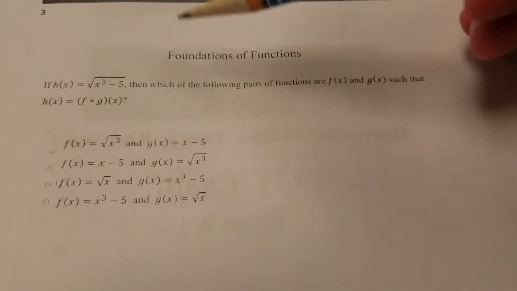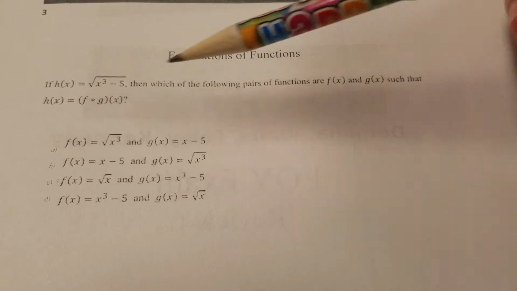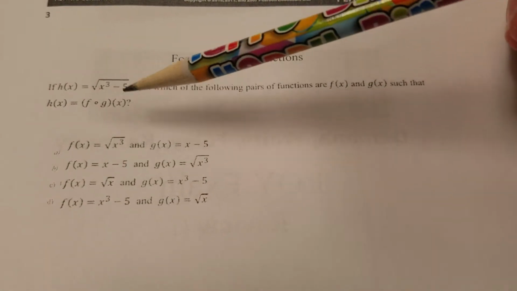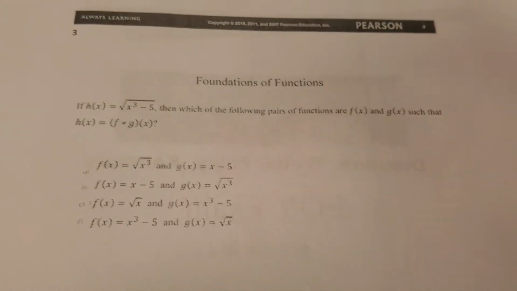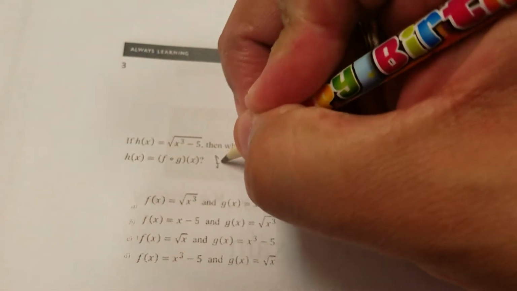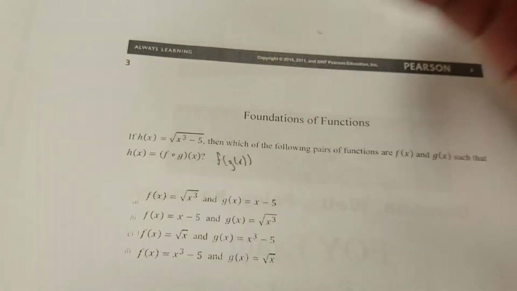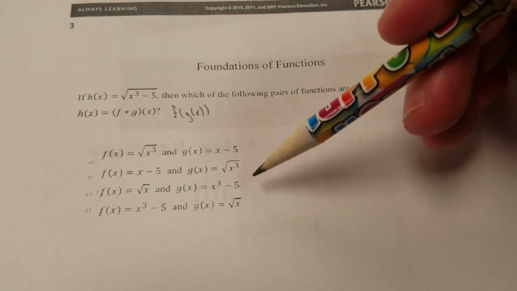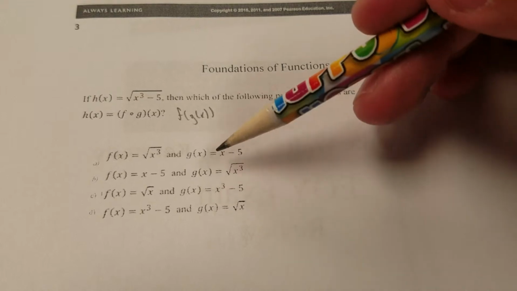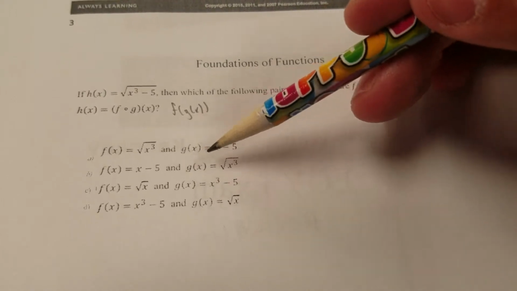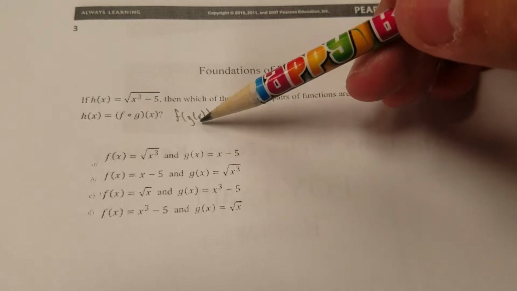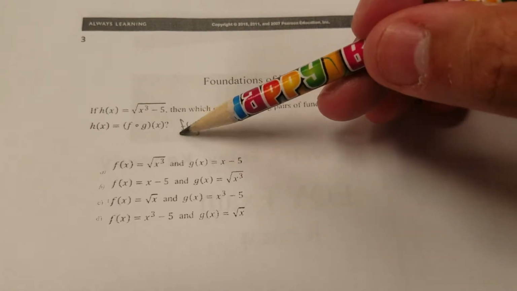So here they're telling me h of x is this equation right here. So which of the following functions, f of x and g of x, if I did f of g of x, would give me this equation here? Okay, so I'm trying to find, these are a bunch of answer choices, which one of these sets of equations will give me this. And what I'm asking is, let me plug the g equation into the f equation.